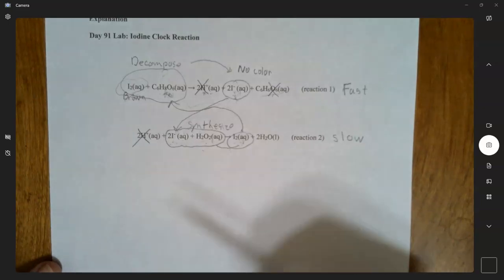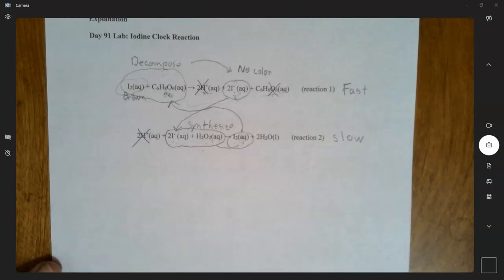All right, so be sure you can explain that. Come in for tutoring if you don't quite understand it, and that's the explanation for the iodine clock.